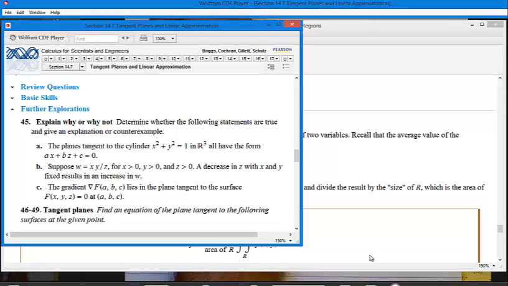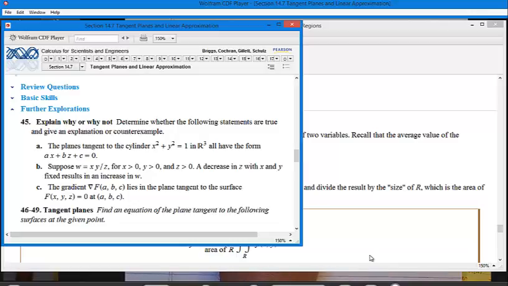So we're going to explain why or why not for these. The planes tangent to the cylinder x squared plus y squared equals 1 all have the form ax plus bz plus c equals 0. Okay, well, what do you think? True or false? True.